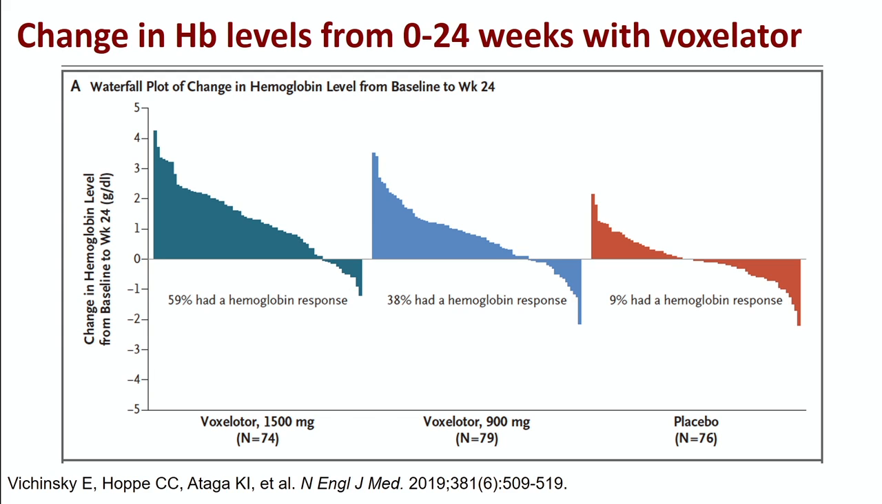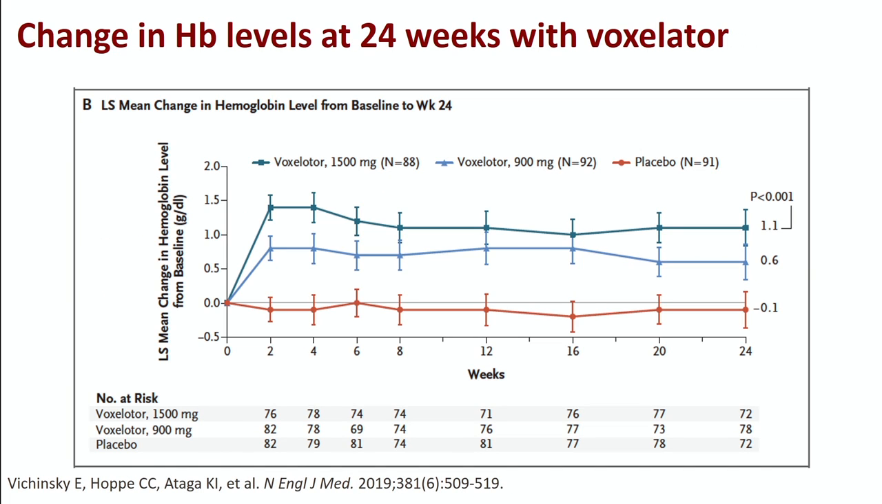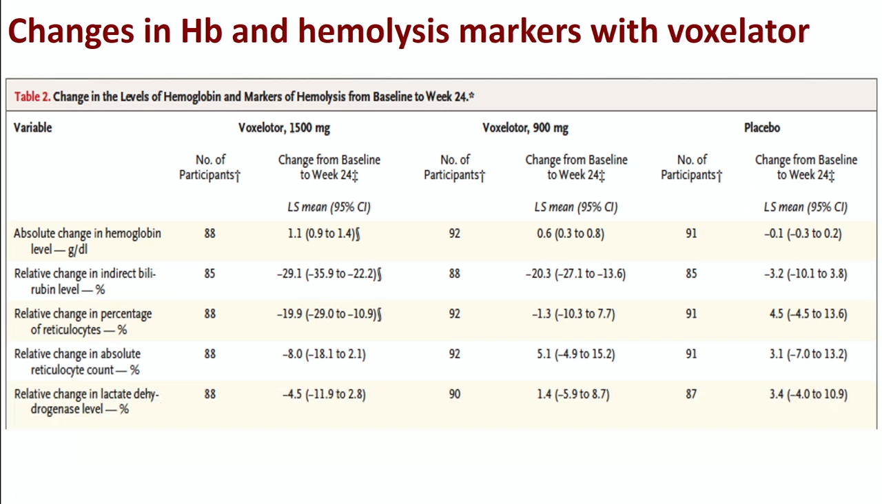A little bit less than 40% of people receiving the medium dose of 900 milligrams of voxelotor daily had an increase in their hemoglobin. And on average, less than 10% of those who were on placebo had an increase in their hemoglobin. If we look at the least square mean change in hemoglobin, it shows the same thing. So about a 1 gram per deciliter improvement in those receiving 1,500 milligrams, and a little over a half a gram per deciliter for those in the medium dose, and not really any change in people receiving placebo.